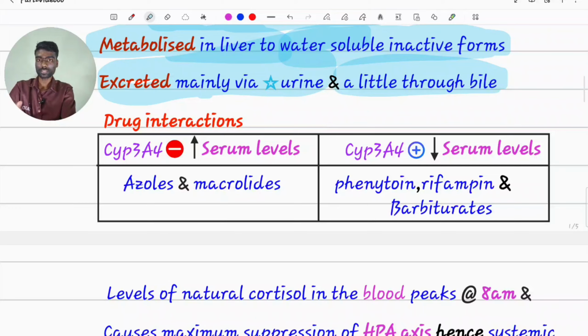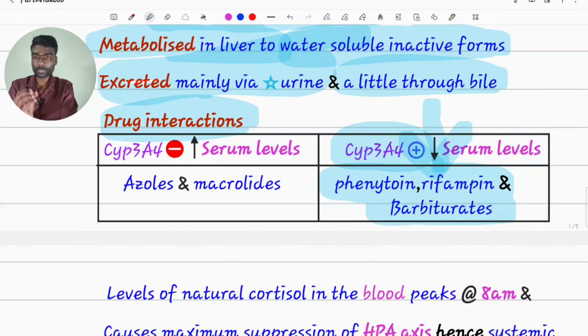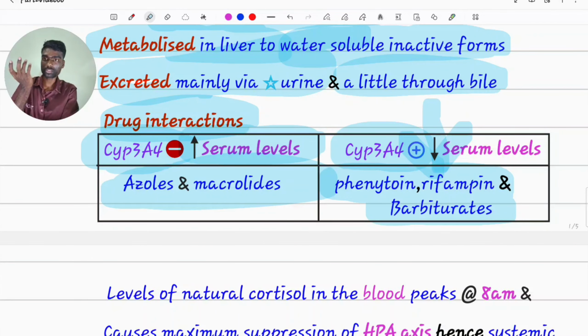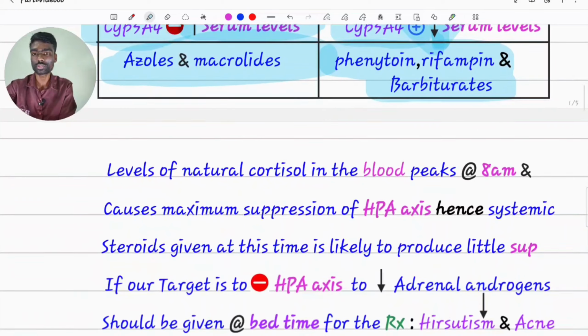Coming to drug interactions, whatever drugs enhance the metabolism by stimulating the CYP3A4 enzyme in the liver will reduce the serum levels of steroids. Example, phenytoin, rifampin, barbiturates. Similarly, whatever drug inhibits the metabolism of steroids, that is CYP3A4 inhibitors, obviously will elevate the levels of steroids in serum. Examples, azoles and macrolides. Whenever we are prescribing both steroid and azoles, since azoles elevate the levels of steroids, we can adjust the dose by reducing the steroid dose.